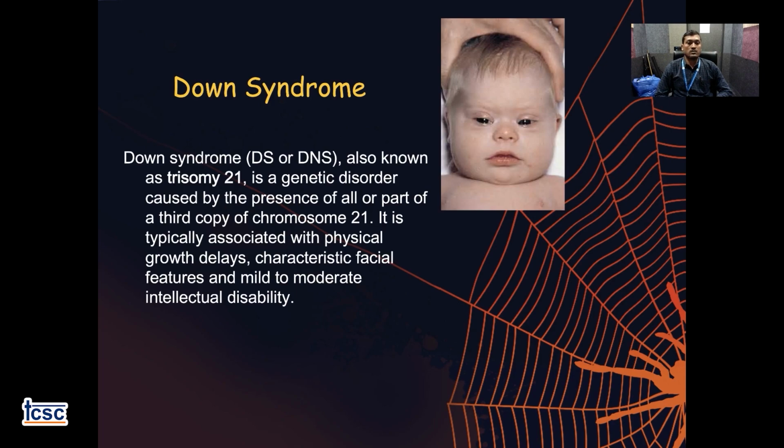Here I mentioned Down syndrome is also known as trisomy of 21. Why is it called trisomy of 21? Because 3 chromosomes are there, right? It's a genetic disorder caused by the presence of all or part of a third copy of chromosome 21. And due to this kind of syndrome, it is associated with physical growth delay, characteristic facial features, and other disabilities, right?